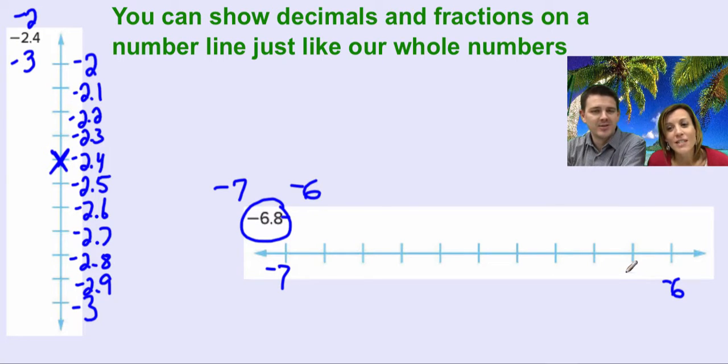We need to start counting towards our negative 6. So negative 6.1 comes over here, towards our negative 7 from the negative 6.